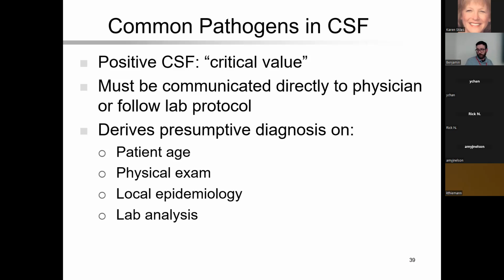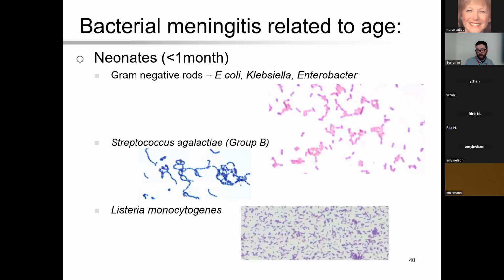And then they're going to start to put together that positive gram stain with the patient age, the physical examination, the local epidemiology, and the lab analysis. So just as a quick example, we'll look at bacterial meningitis related to age. So in neonates, commonly, causative agents of bacterial meningitis are E. coli, Klebsiella, Enterobacter, group B strep, and Listeria.